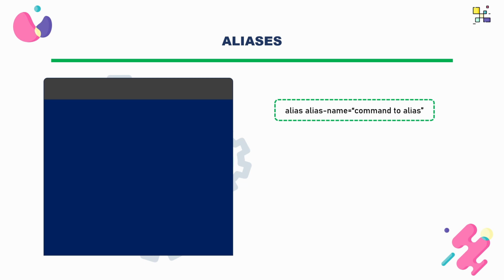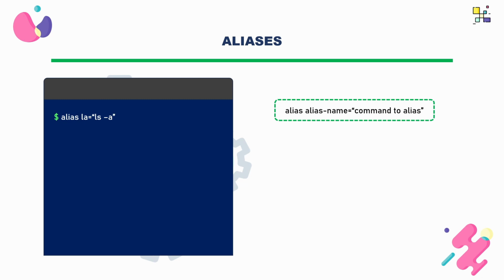Let's see an example of that. Let's say that you want to give an alias called la to the command ls -a. So we want, instead of typing ls -a, we type just la and we get the same result. So how can we do something like that? We can do that using the alias command followed by the alias name, which is la in our case, followed by an equal sign, and finally ls -a.